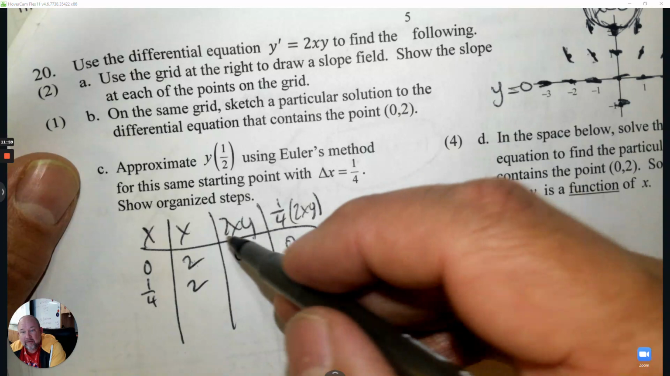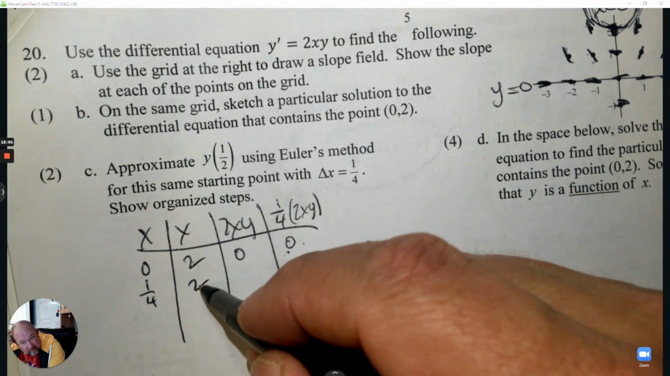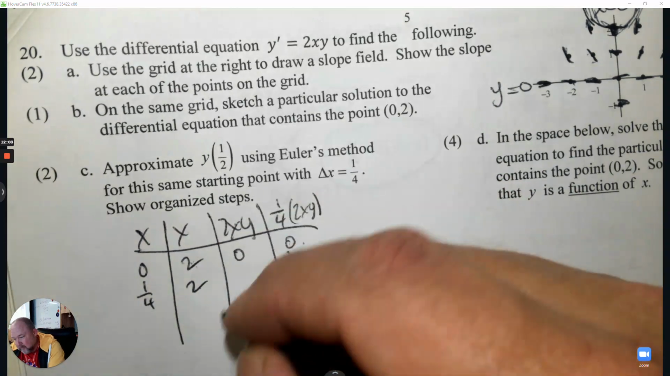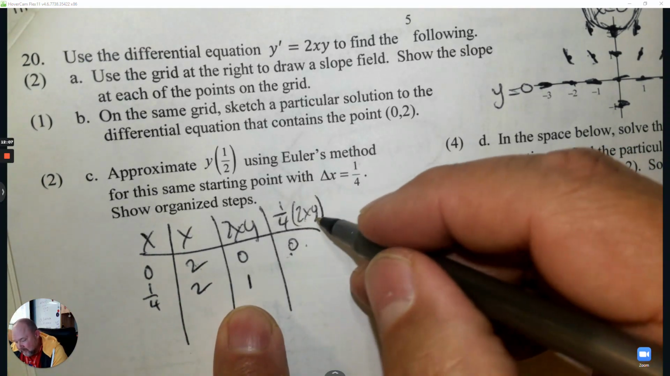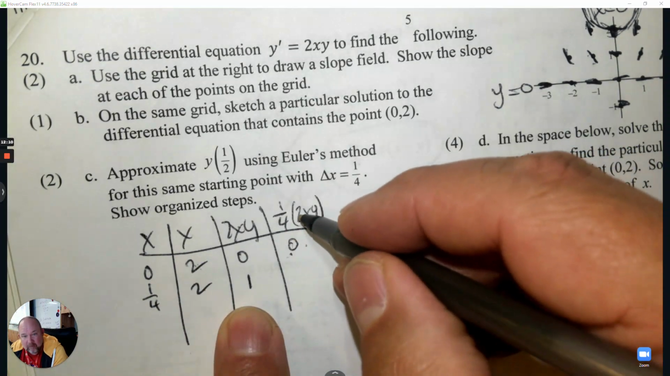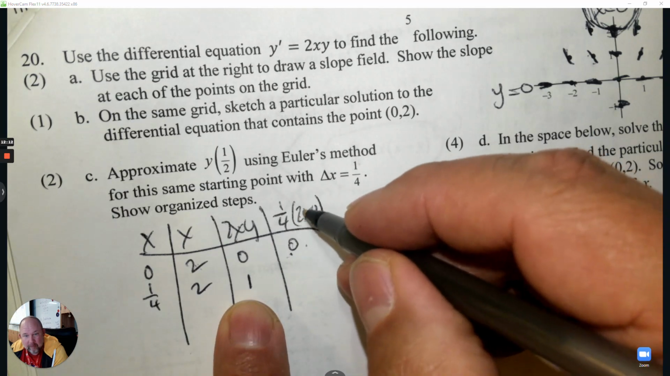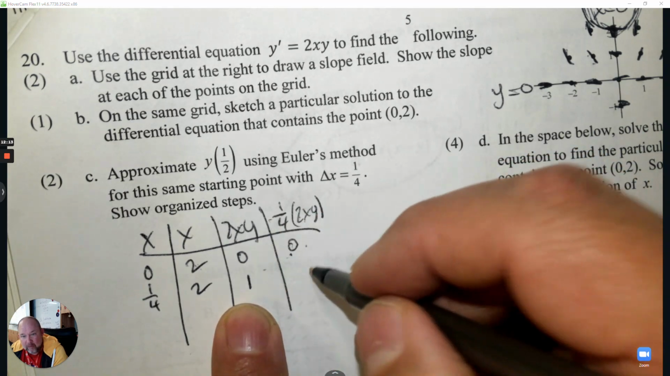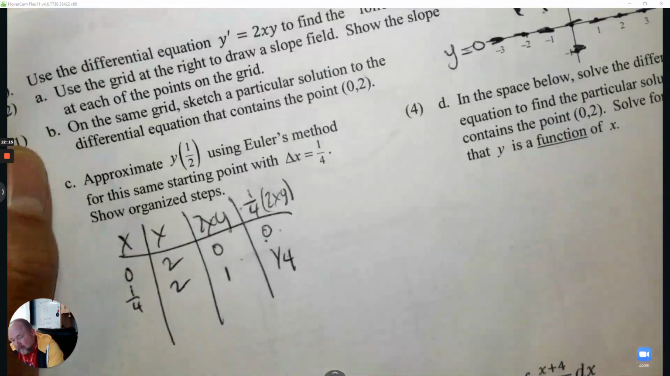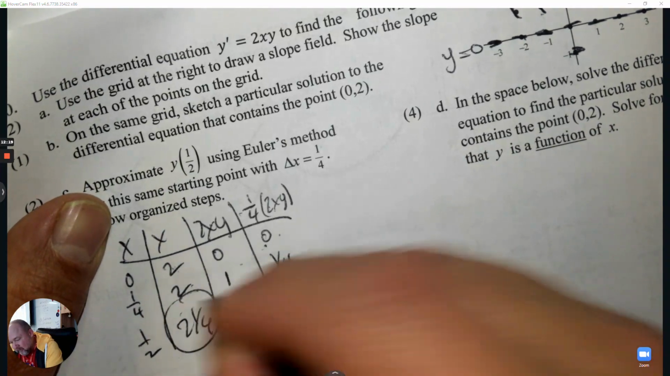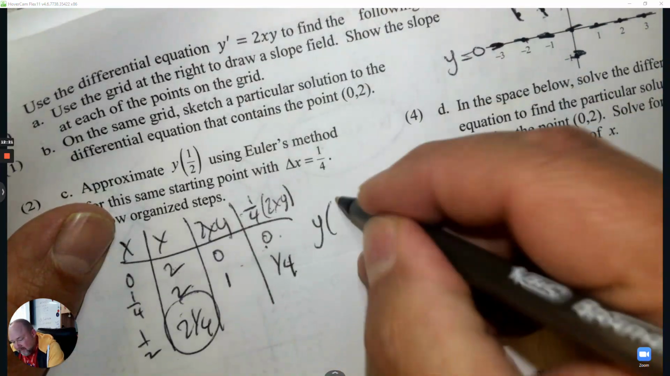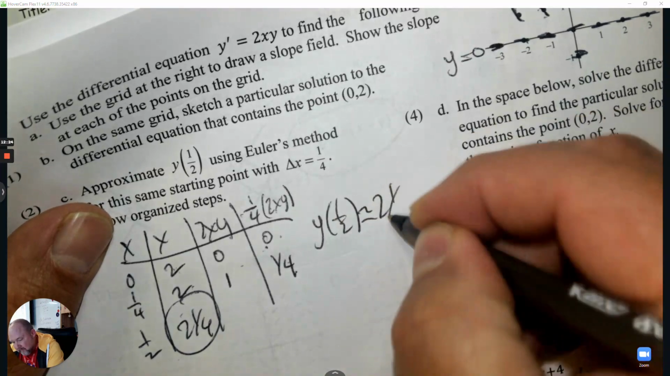And then when we multiply it, 2 times 2 is 4, times 1/4 is 1. And then take that answer times 1/4 times 2 times 1. Anyway, ultimately it's 1/4 times 1, which is 1/4. And then here's our answer. We want 1/2, and then you add it, and the answer is 2 1/4. So the approximate answer to that is 2 1/4.